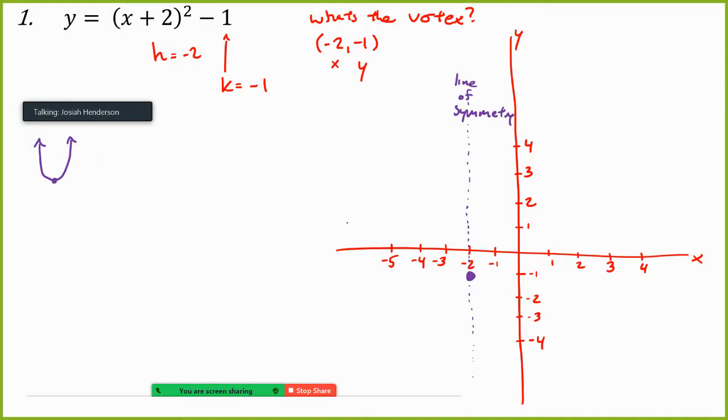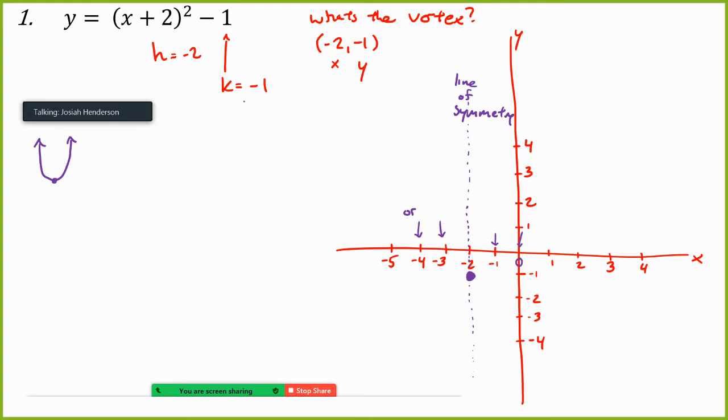So what are some numbers in the neighborhood? We could choose -1 and 0. Or if you felt like it, we could do the two numbers on the other side. We could do -3 and -4. But either way, I want to pick two of those numbers, and we're going to plug them in for x in our formula that's above that we started with.